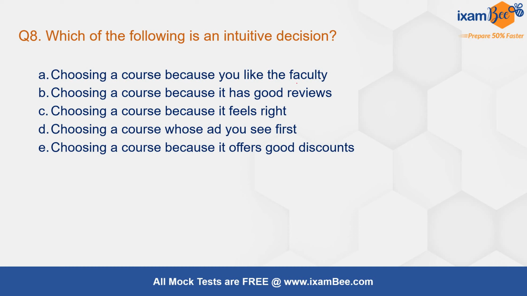Choosing a course because you like the faculty, choosing a course because it has good reviews, choosing a course because it feels right, choosing a course whose ad you see first, or choosing a course because it offers good discounts. Which reason led to an intuitive decision? If we know what an intuitive decision is, it's a very easy and direct question. An intuitive decision is when you are going by your gut feeling, whatever your intuition says or what you think is right, that you are following. So very clearly it is option C, because it feels right. You have a gut feeling that this is the correct one, and therefore you choose it.